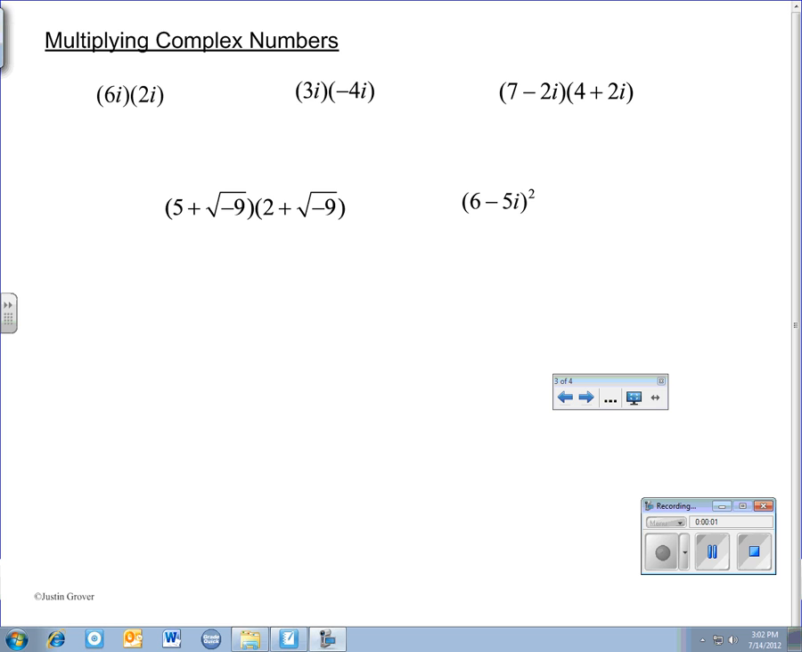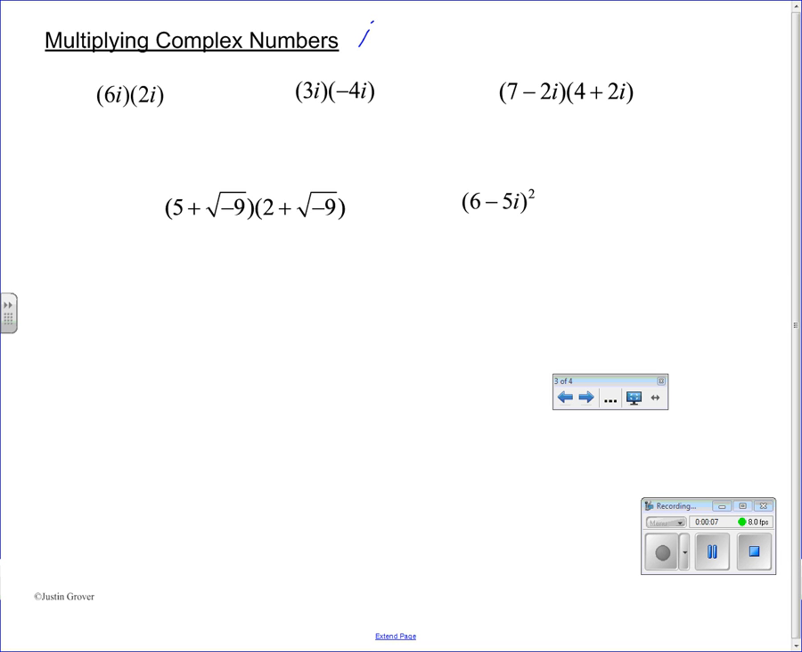To multiply complex numbers, you have to understand and know the theorem that i squared is equal to -1. And we get that from the powers of i, from the square root of -1 is i, and so the square root of -1 squared, or i squared, is -1. So 6i times 2i would be 12i squared, but we know that that's really 12 times -1, so the answer is -12.